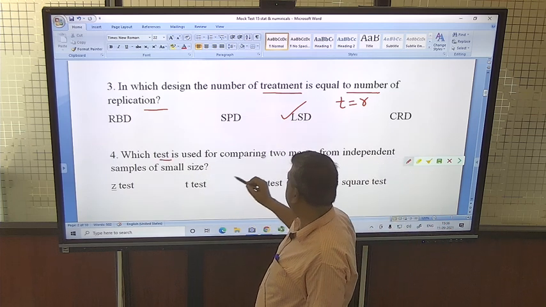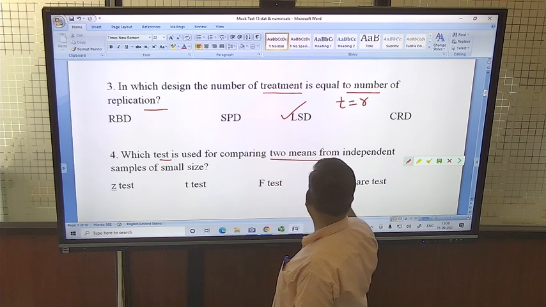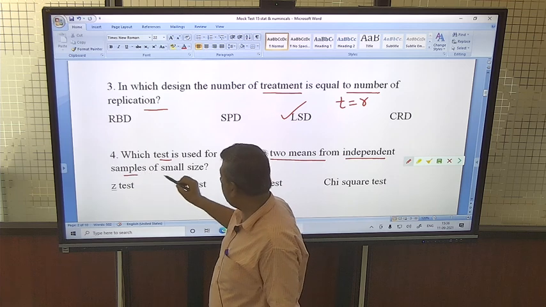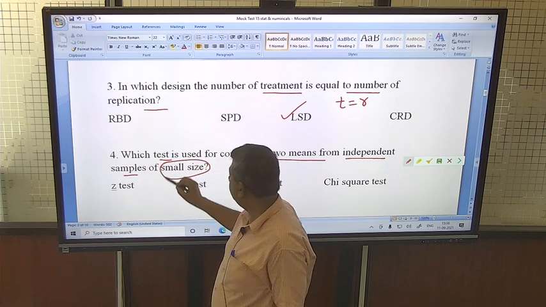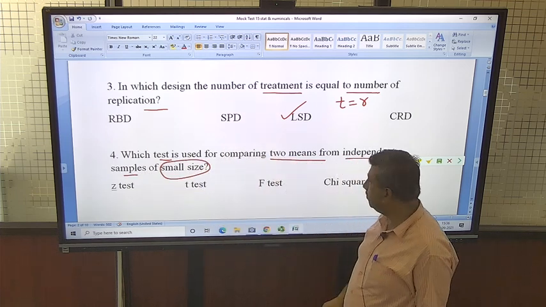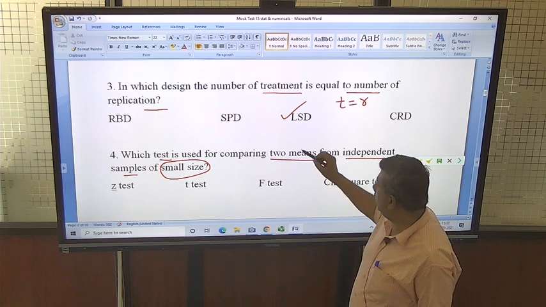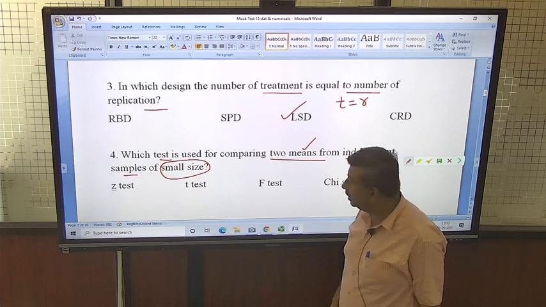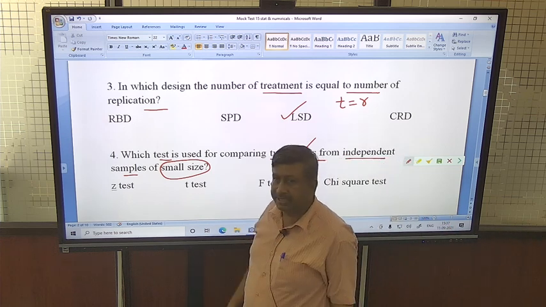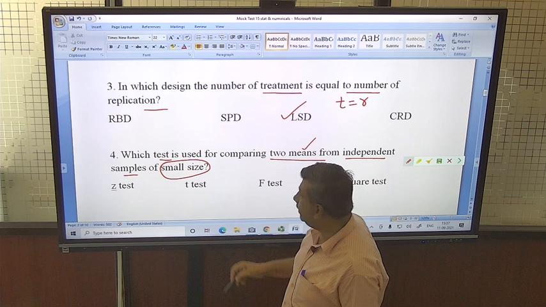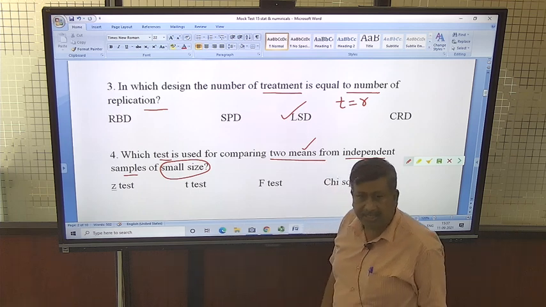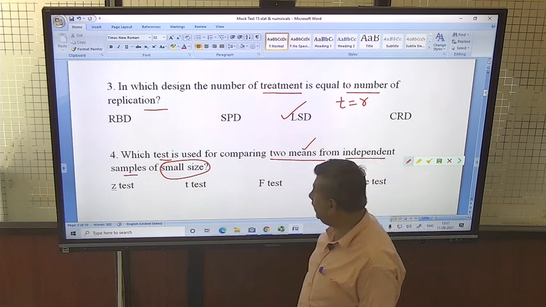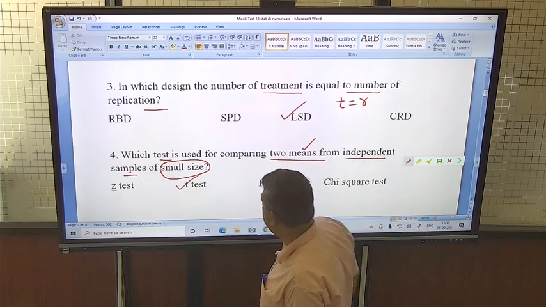Which test is used for comparing two means from independent samples of small size? So two factors are very important in this question. Number one is means, we have to compare two means, and the sample size is small. So in this case, when the sample size is small and we have to compare two means, then the t-test is used.